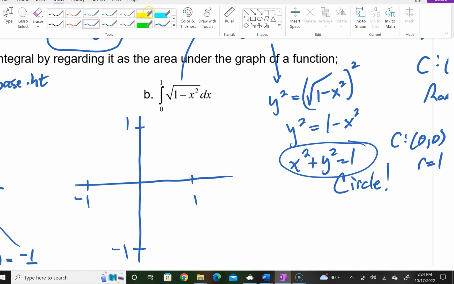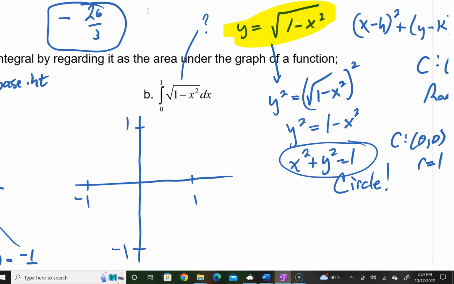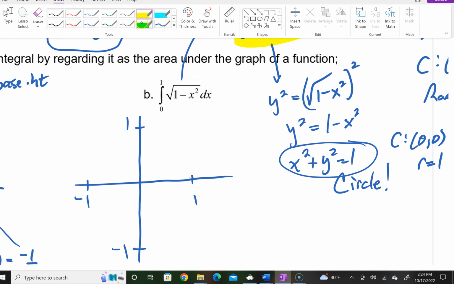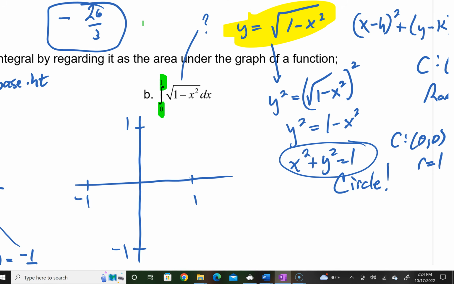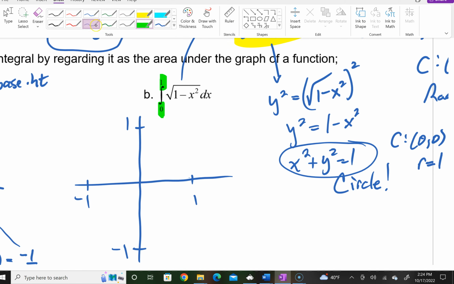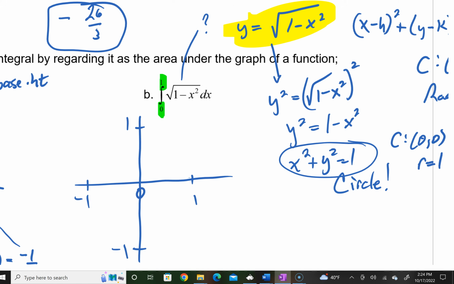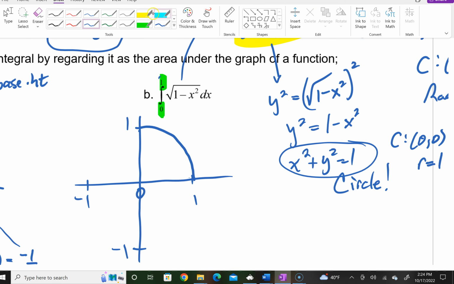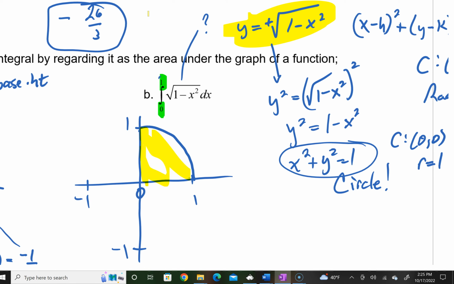But notice, please, 2 things. First off, the reality is we're only going to go between 0 and 1. We're not going to go between x equals negative 1 to 1. We're only dealing with x going between 0 and 1. That's what these bounds are telling us. Second of all, y is the positive square root, because you're only dealing with this portion of the circle, right?